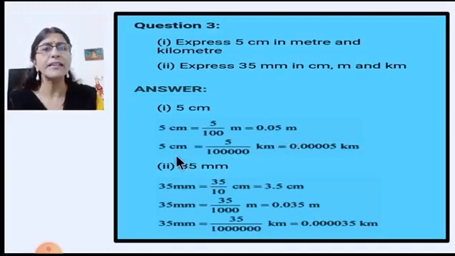Now next one, centimeter to kilometer. Now as you know here, 1 lakh centimeter is 1 kilometer. So we'll have to convert centimeter to kilometer.